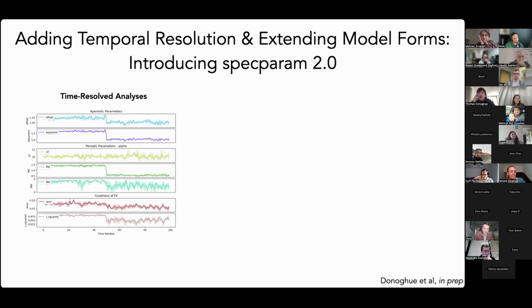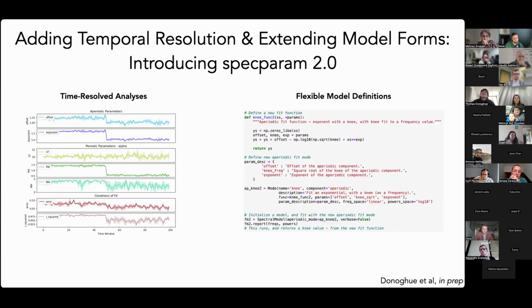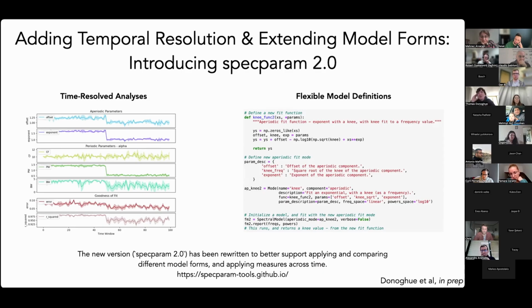So in cognitive experiments, you might want to look at the temporal dynamics of things like your parameters over time. And in various different data sets, you might actually want to tweak exactly what model you're fitting to this power spectrum. We do see variation across different anatomical locations or modalities and so on. And so the new version has been rewritten to support these different model forms and temporal estimations.